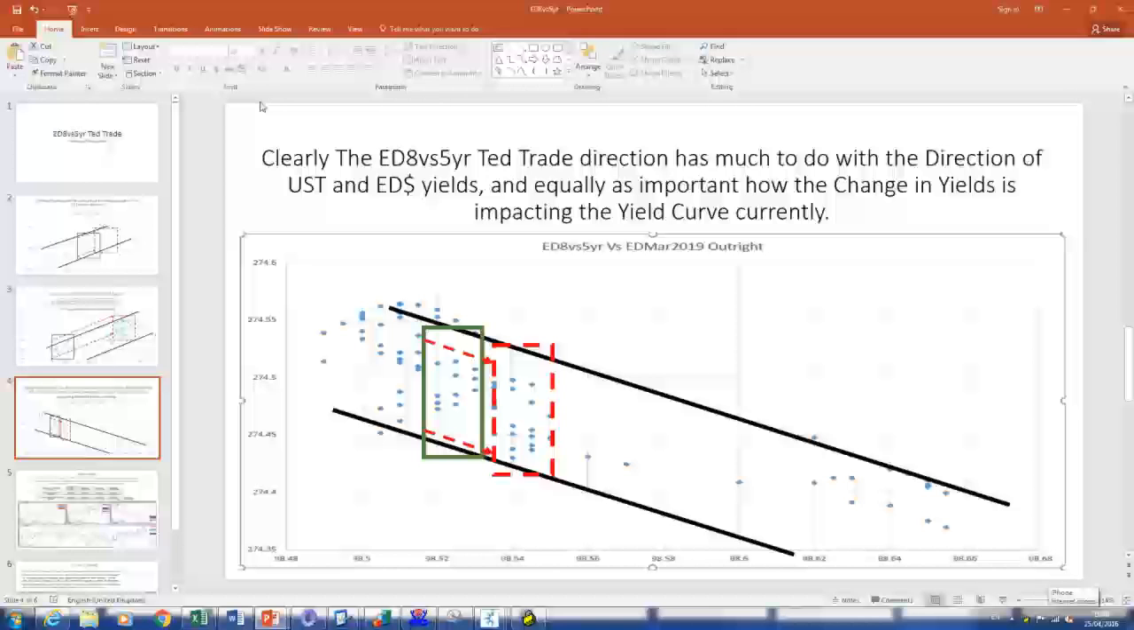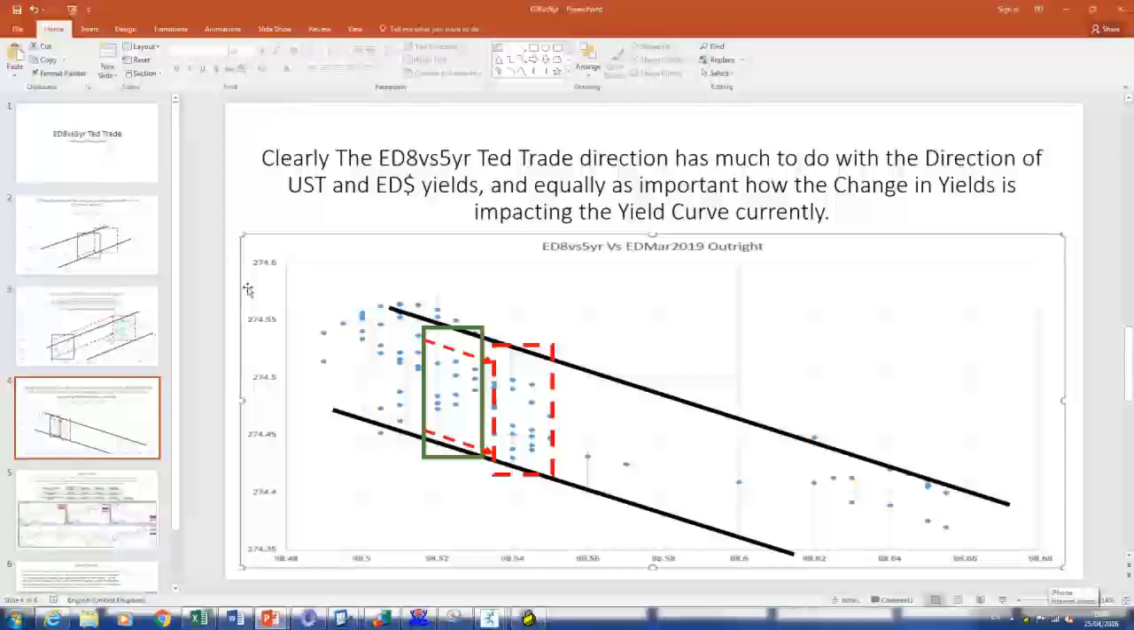So clearly the 5-year TED spread direction has much to do with the direction of the Eurodollar yields and the US Treasuries, right? So now I'm going to talk about the outrights. Right now, the outright direction and its impact on the curve is this: if the 10-year note Treasury future goes down, the whites, the greens, or the 2's 10s will go up. So the curve will go up. This is very much like the Bund's impact on the Euribor spread. So if the Bund goes down, the Euribor, say June 16, June 17 spread will go up, right?